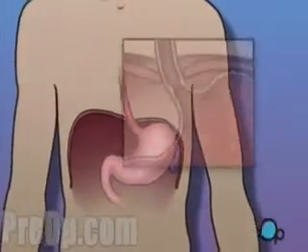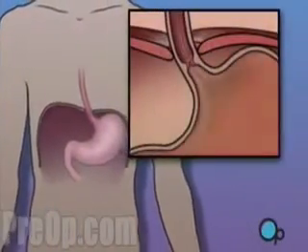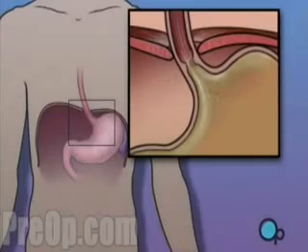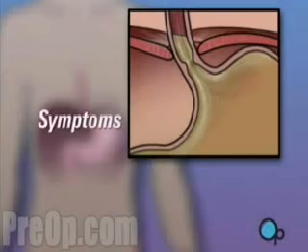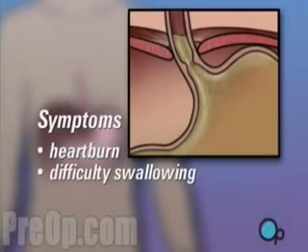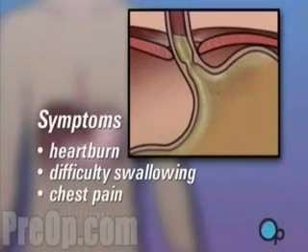At this point, the ring-like layer of muscle, which acts as a one-way valve, sometimes becomes lax. When you have reflux disease, the weakened muscle allows the contents of your stomach to back up into your esophagus. This can cause considerable discomfort, often worse at night, with symptoms like heartburn, difficulty swallowing, chest pain, and belching.